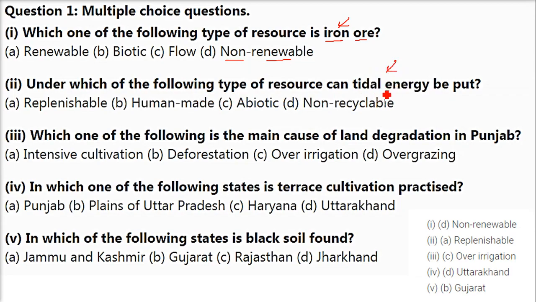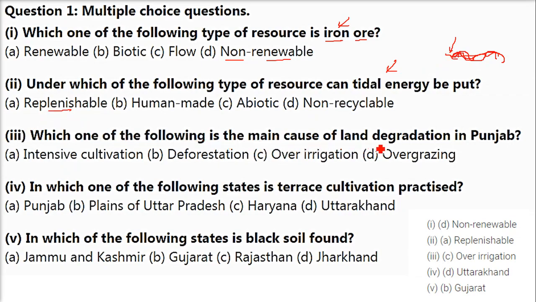Jwar urja, tidal energy. The answer is replenishable. It means if the tides are coming, you use it, the tide will go back and they will come again. Because of the movement of the moon, these waves come, and this is called the tides. So replenishable is the answer.